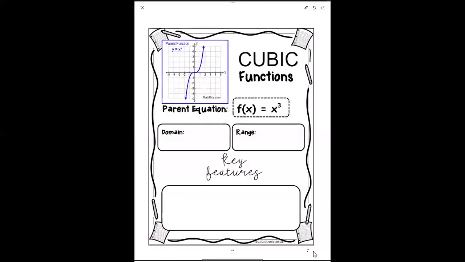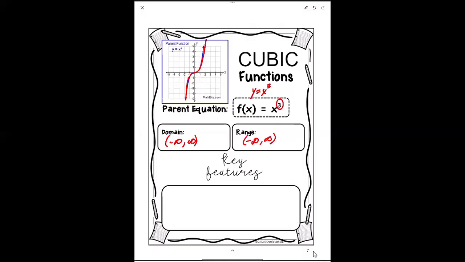All right, so now we're moving on to the last one. This is the cubic function. It basically looks like this little squirrely thing here. The key feature when you look at the equation is that the highest exponent will be a 3. So y equals x to the third power. The domain is negative infinity to positive infinity. The range is also negative infinity to positive infinity.